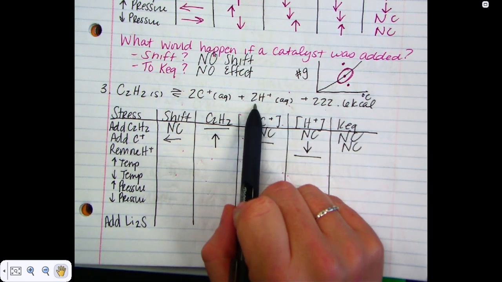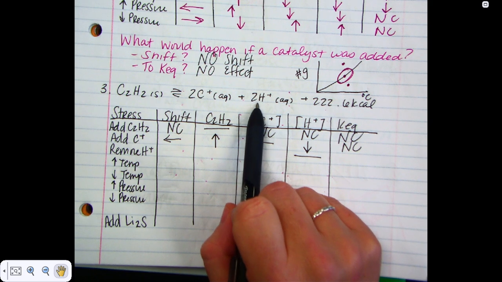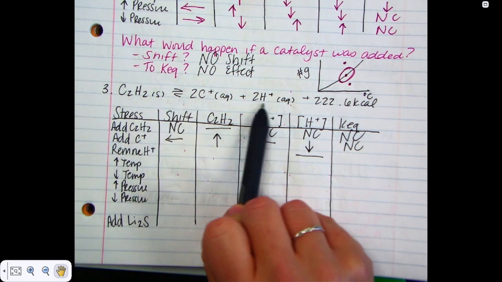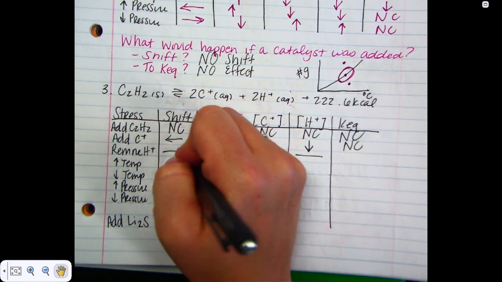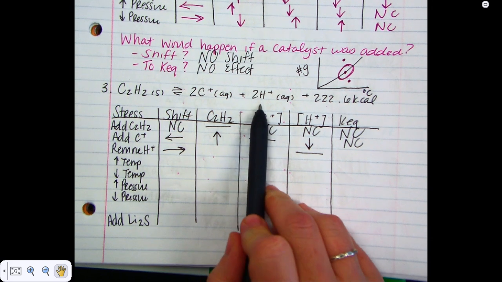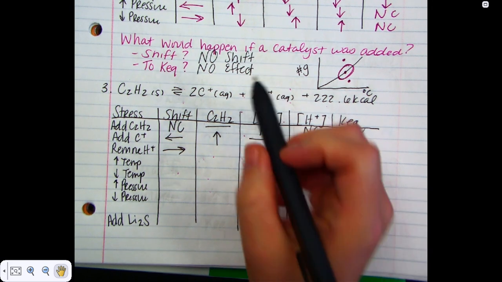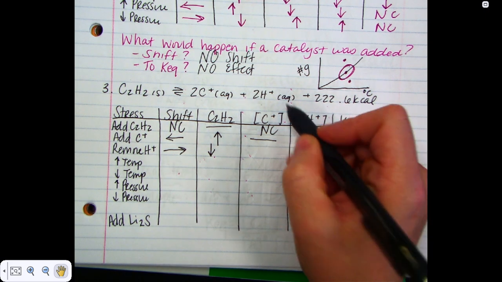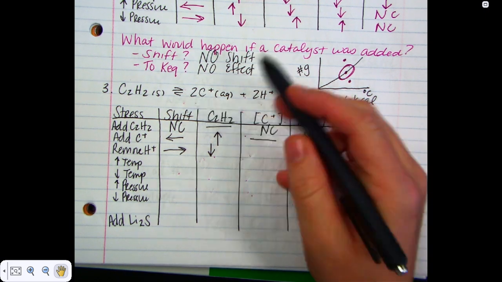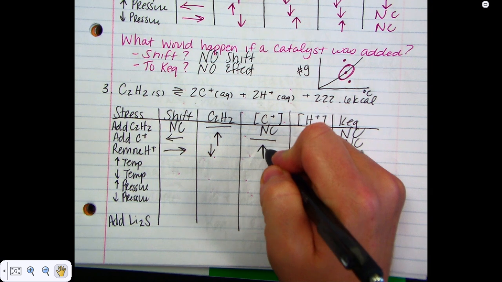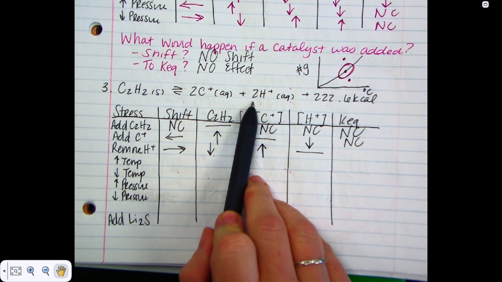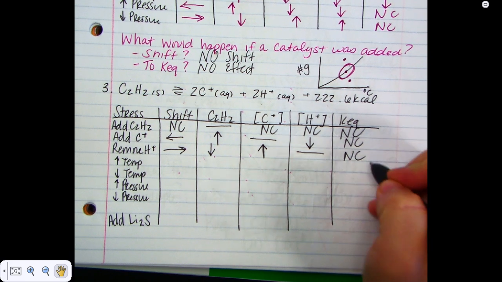All right. What about if I remove some 2H+? Well, if I have any solid sitting at the bottom of the beaker, now it can dissolve because I'm going to push my reaction to the right to replace what I had removed. So the amount of C2H2 goes down, and consequently the amount of C+ goes up, because as this breaks down, don't I make both of these? And no change in K.